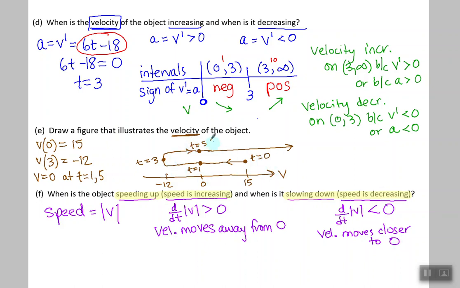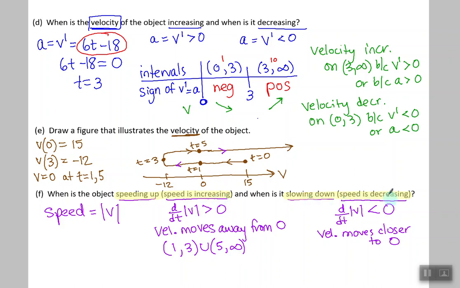So looking at our illustration of the velocity of the object, on what intervals is the velocity moving away from 0? Well, notice at first the velocity is moving closer to 0 until time 1. Then between time 1 and time 3, it's moving away from 0. So speed is increasing on the interval from 1 to 3. Turning around, the velocity values are getting closer to 0. But then after 5, the velocity values start to move away from 0 again. So again, from 5 to infinity, speed is increasing.